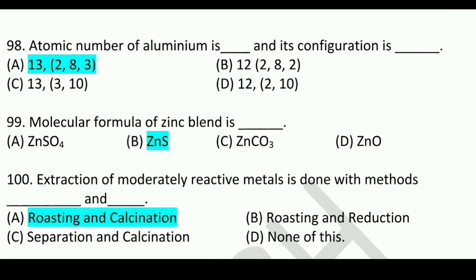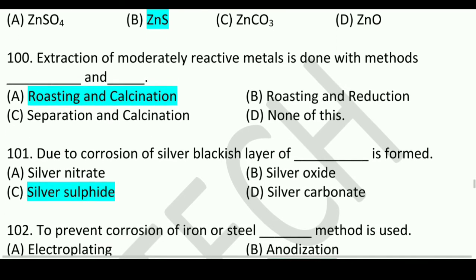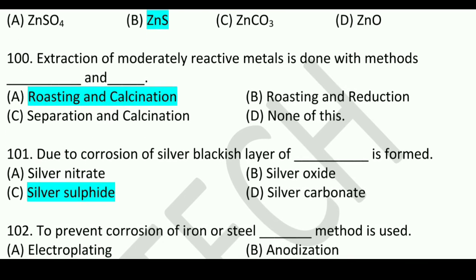Atomic number of aluminium is dash and its electronic configuration is dash. So atomic number of aluminium is 13 and its electronic configuration is 2, 8, 3. Molecular formula of zinc blende is ZnS. Extraction of moderately reactive metal is done with methods dash and dash. With the method roasting and calcination.